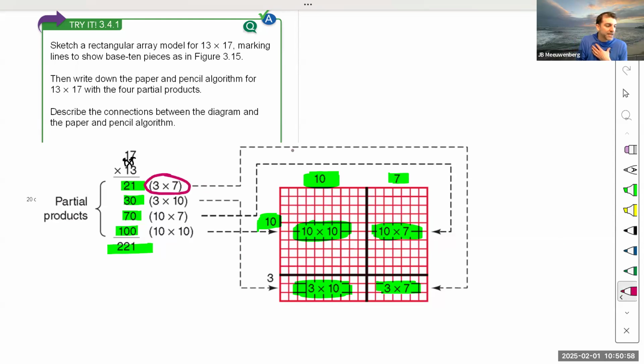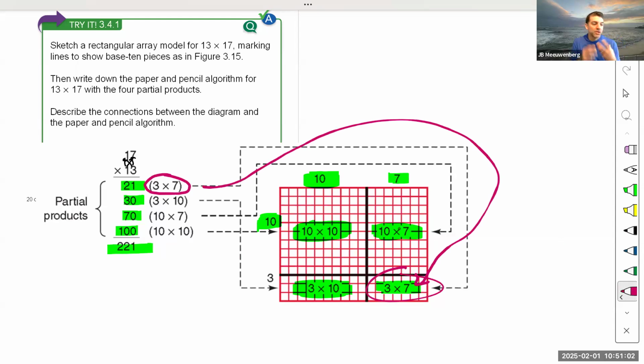Sometimes it can help to even draw these little arrows so you can see where they come from. Again, 3 times 7, that is this segment down here, okay? So you can connect each of these segments to one of the partial products. So again, partial products and understanding how those different arrays are connected to those partial products is crucial. Try more of these on your own if you're really curious and want to explore this concept more.